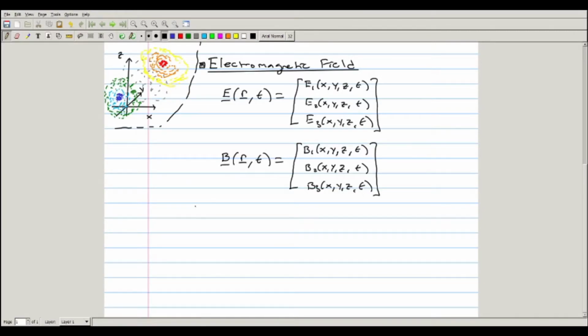This is most useful for electrical engineers, for physicists, and really any time that you need to consider the electromagnetic field. But the main point here is that the electric field and the magnetic field are both examples of multivariable functions.